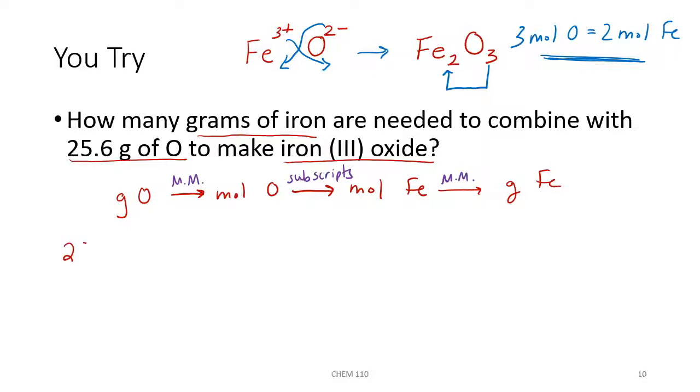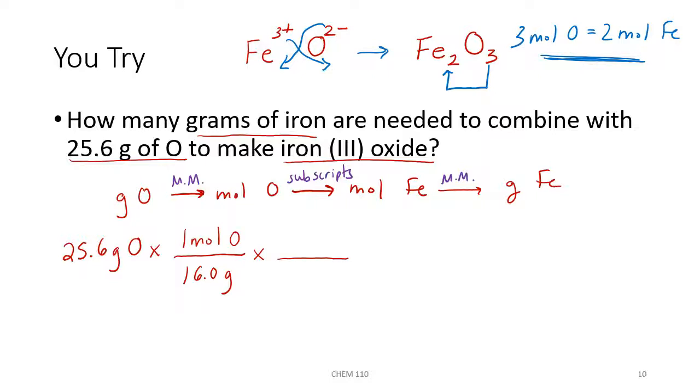So starting off, we have 25.6 grams of atomic oxygen. Notice this is not O2 or diatomic oxygen. There's no subscript 2 after that. And looking at the periodic table, what is our molar mass of oxygen? 1 mole of oxygen is equal to about 16 grams. We put grams in the denominator so they cancel. So we have moles of oxygen in the numerator.